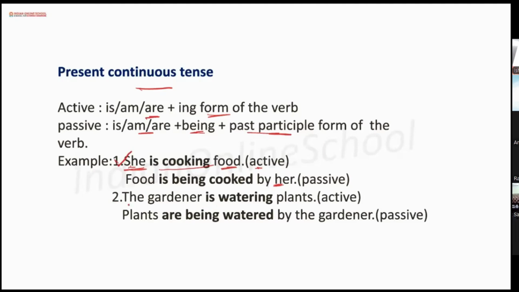Okay. Satvik, can you please read the second example for me? Yes, ma'am. The gardener is watering plants. Okay. So, what is the subject here? The gardener. Okay. What is the verb here? Is, and verb plus ing. What is the object here?